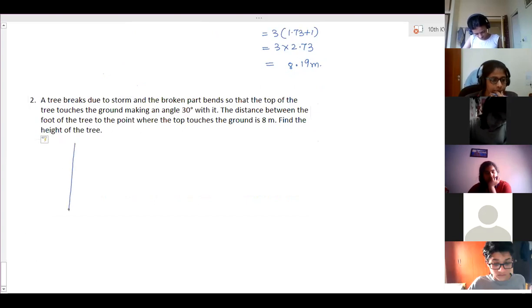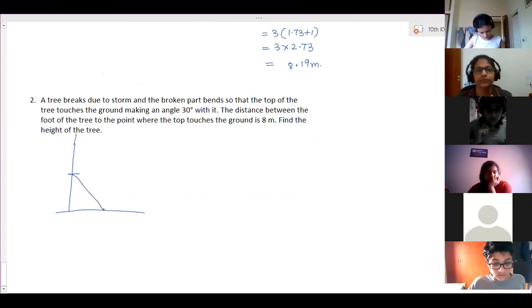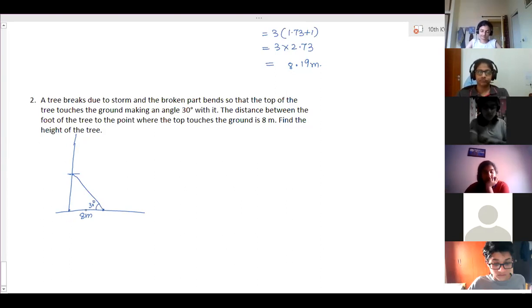So this was the actual tree. This is the ground. From this part it breaks. So this upper part reaches the ground. Here it falls down this way. The top of the tree touches the ground 8 meters away from the foot and makes an angle of 30 degrees, right? So you have to calculate the total height of the tree. We will consider this part is h1, this part is h2. So this h2 and this are the same. Therefore both are the same h2 distances. Clear?